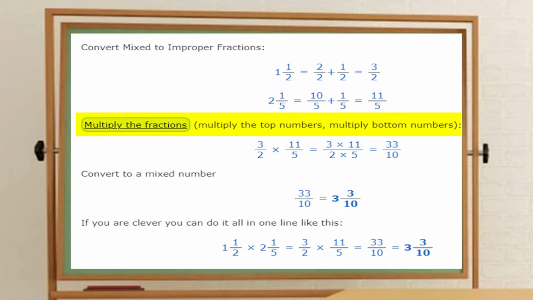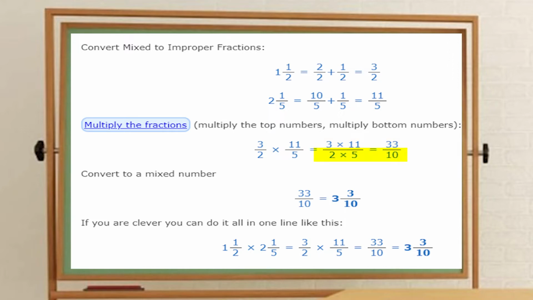Now that we have both of our mixed numbers converted into improper fractions, it's safe for us to multiply. To do this, we simply multiply the numerators and multiply the denominators. In this case, the two numerators would be 3 and 11. 3 times 11 is 33. Now we multiply the denominators.